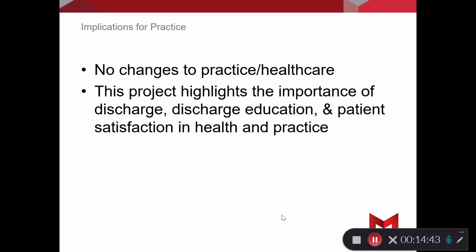So the implications for practice, as a result of the statistical insignificance, there's been no changes to practice in healthcare. Even though this is the case, this project does highlight the importance of discharge as a process in healthcare, discharge education, and patient satisfaction in health and in nursing practice.